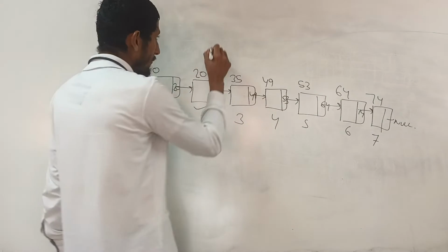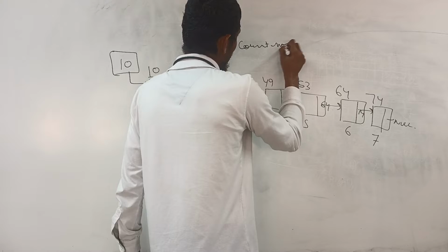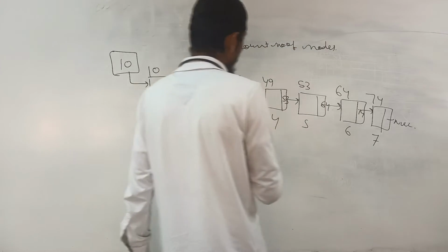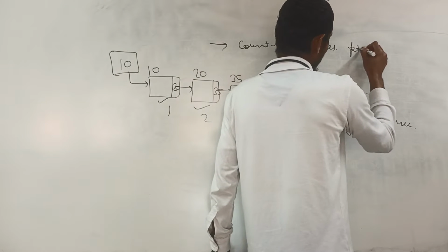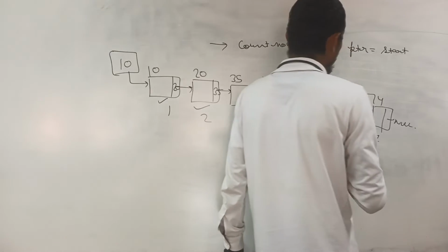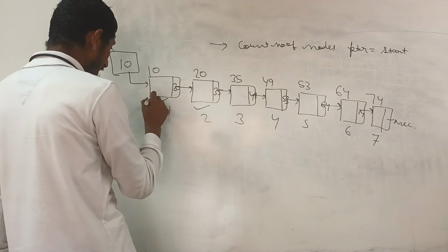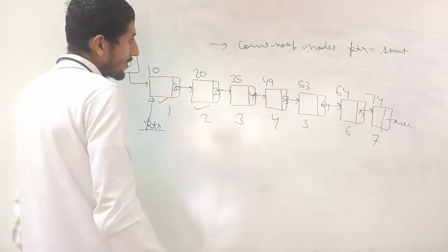First of all, the first task is to count the number of nodes. So how can we count that? I can take a variable, let's say ptr, and I will copy the content of start into ptr. The meaning of this is that ptr will contain the address of the first node.